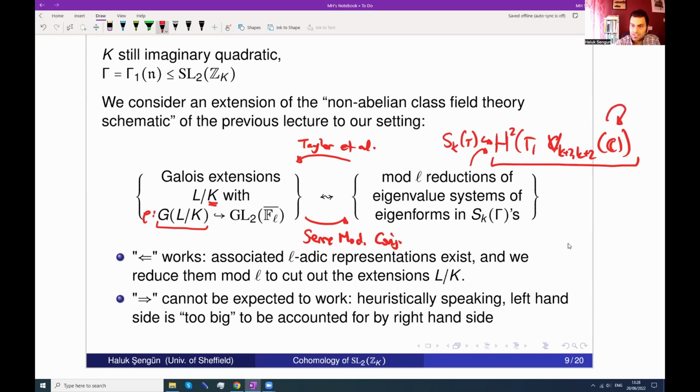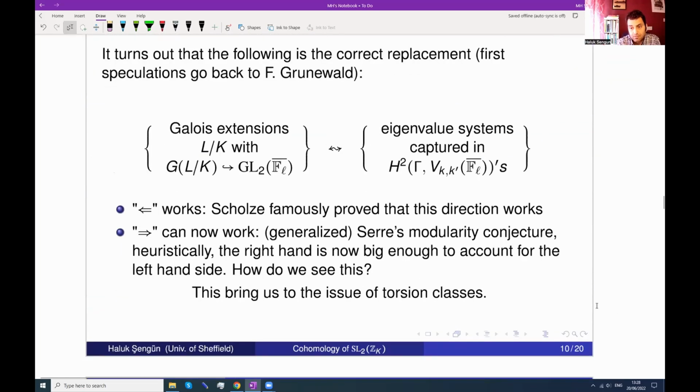So you're really, in a sense, saying that I take Hecke eigenvalue systems captured in complex cohomology and take mod L reductions of those. And what I'm now proposing is that, well, don't take complex cohomology and reduce the Hecke eigenvalue systems mod L. Start directly with mod L cohomology and look at the eigenvalue systems captured there. And this turns out to be the right thing to do. And there are a lot of eigenvalue systems in mod L cohomology that do not really come from mod L reductions of eigenvalue systems of automorphic forms. So the right-hand side is what I'm going to talk about now.